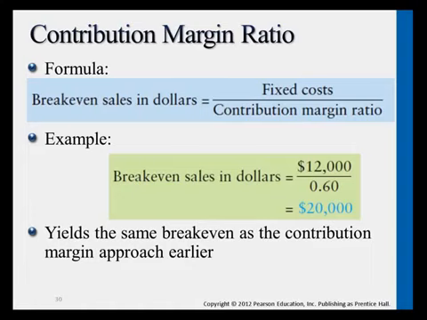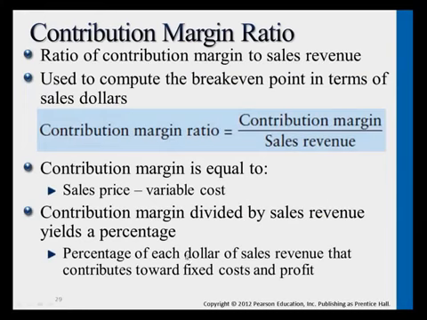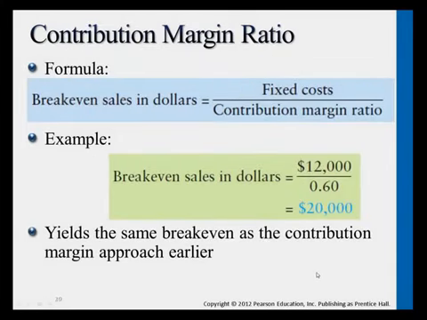Just as we said, it means that for each dollar of Greg's sales, 60 cents contributes to fixed costs and profits, right? It's the percentage of each dollar of sales revenue that contributes toward fixed costs and profits. So here's an example for you. That's what it means. Each dollar of Greg's sales contributes 60 cents to his fixed costs and profits.